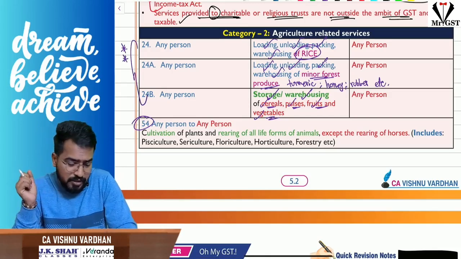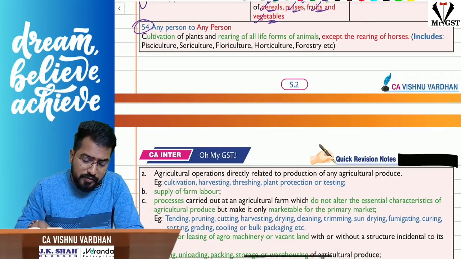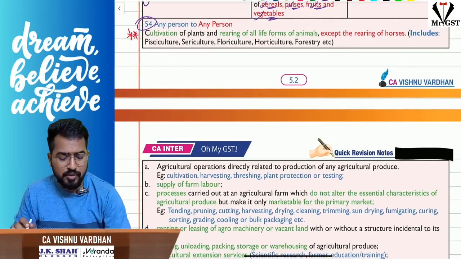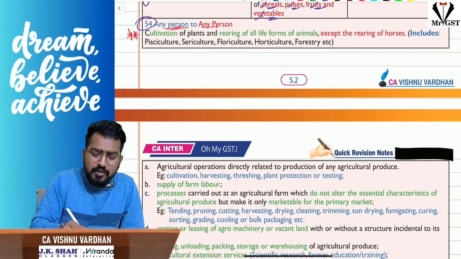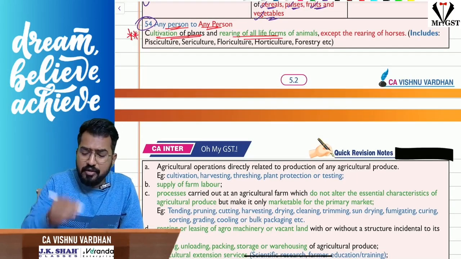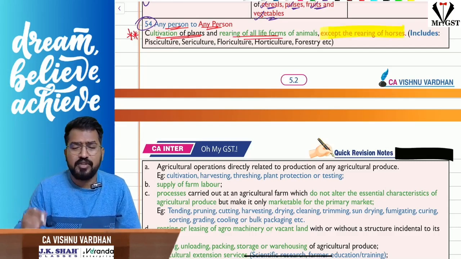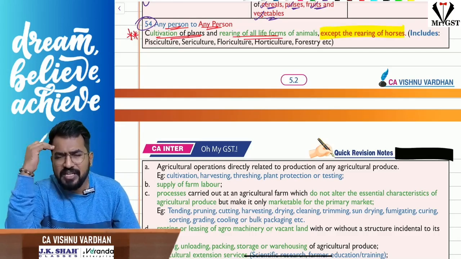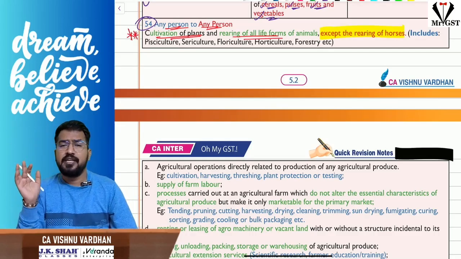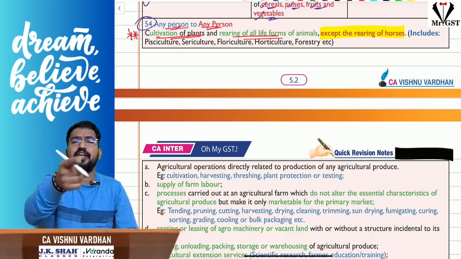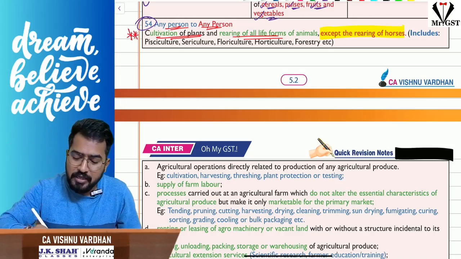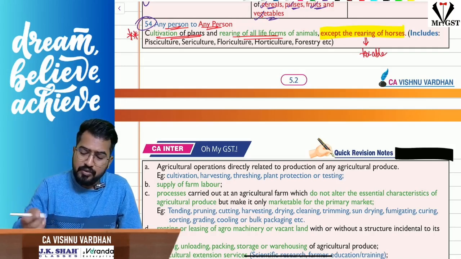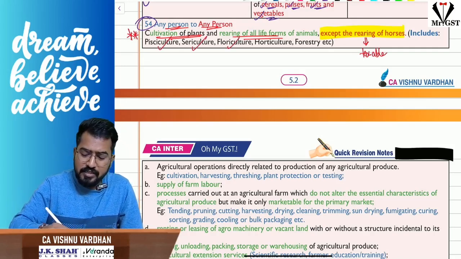Okay, so that is with respect to agricultural produce. Now entry 54, which is mainly talking about agriculture related exemptions. Any person to any person, cultivation of plants and rearing of all life forms of animals except rearing of horses. For example, you rear cattle, sheep, pigs, silkworms, fishes, whatever you do, rearing of all animals is an agricultural activity. Services related to that are exempt under GST, but rearing of horses alone will be taxable. This includes pisciculture, sericulture, floriculture, horticulture, forestry, etc.